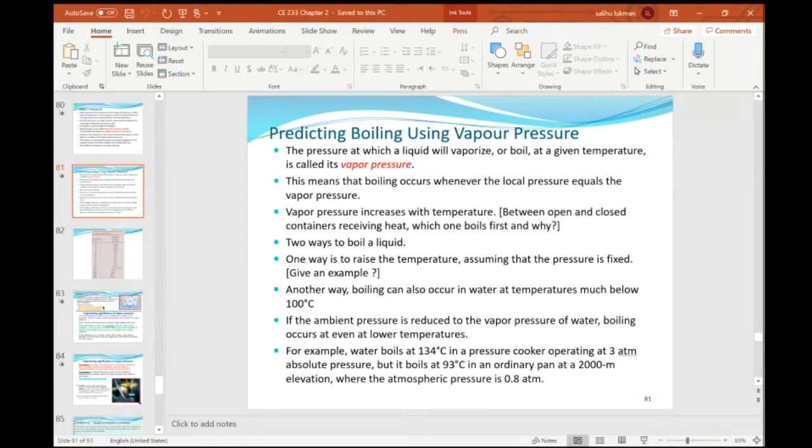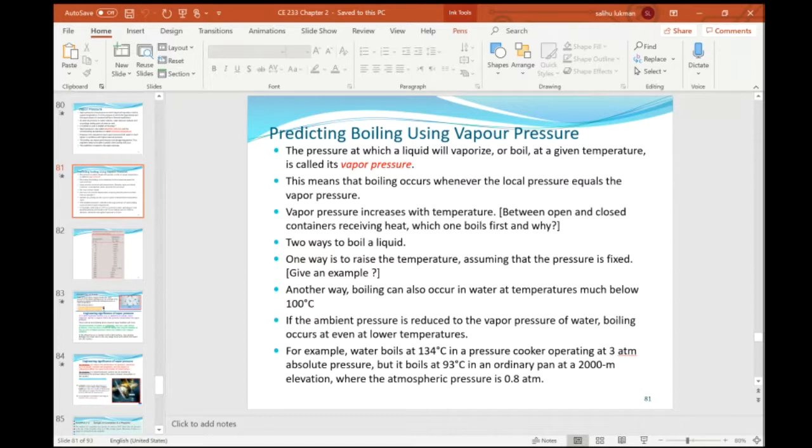In Jeddah, the atmospheric pressure is 1 atmosphere. So the vapor pressure has to be equal to 1 atmosphere before boiling occurs. In Himalaya, the atmospheric pressure is less than 1 atmosphere. Let's assume 0.8 atmosphere. So the vapor pressure should be equal to 0.8 atmosphere before boiling occurs. Okay?